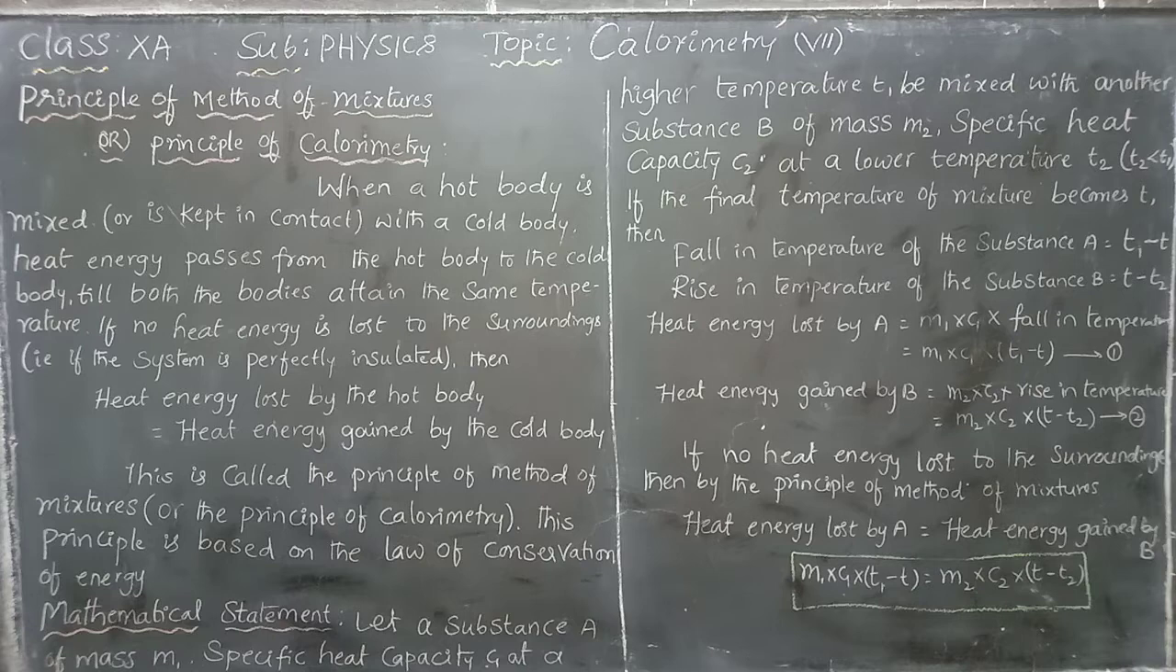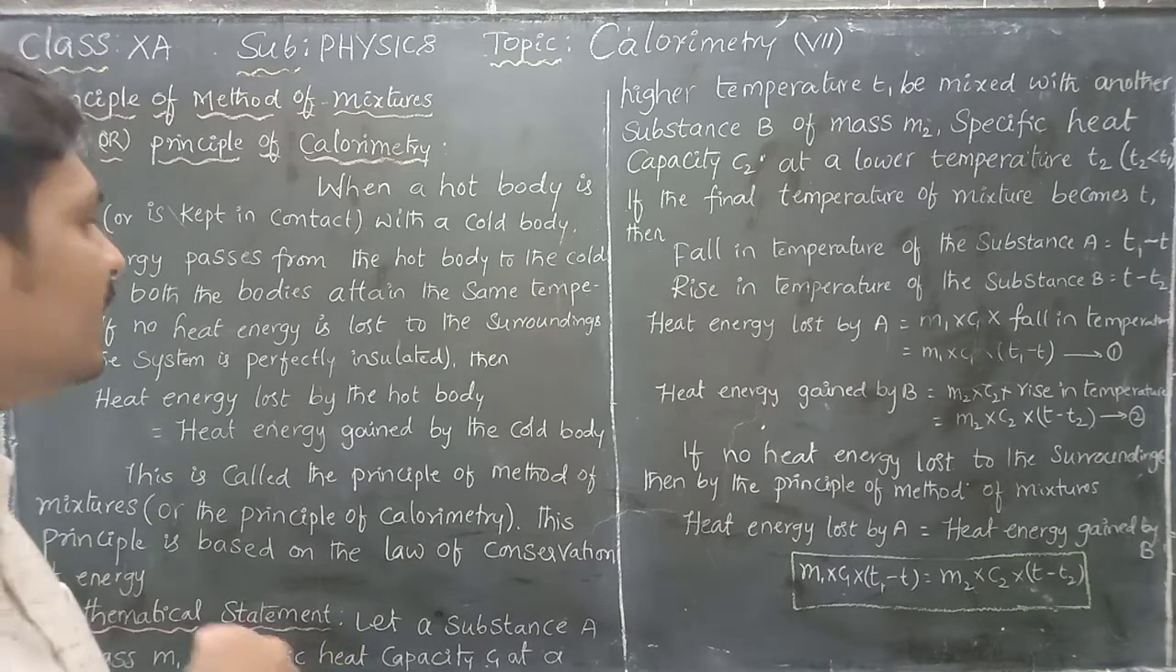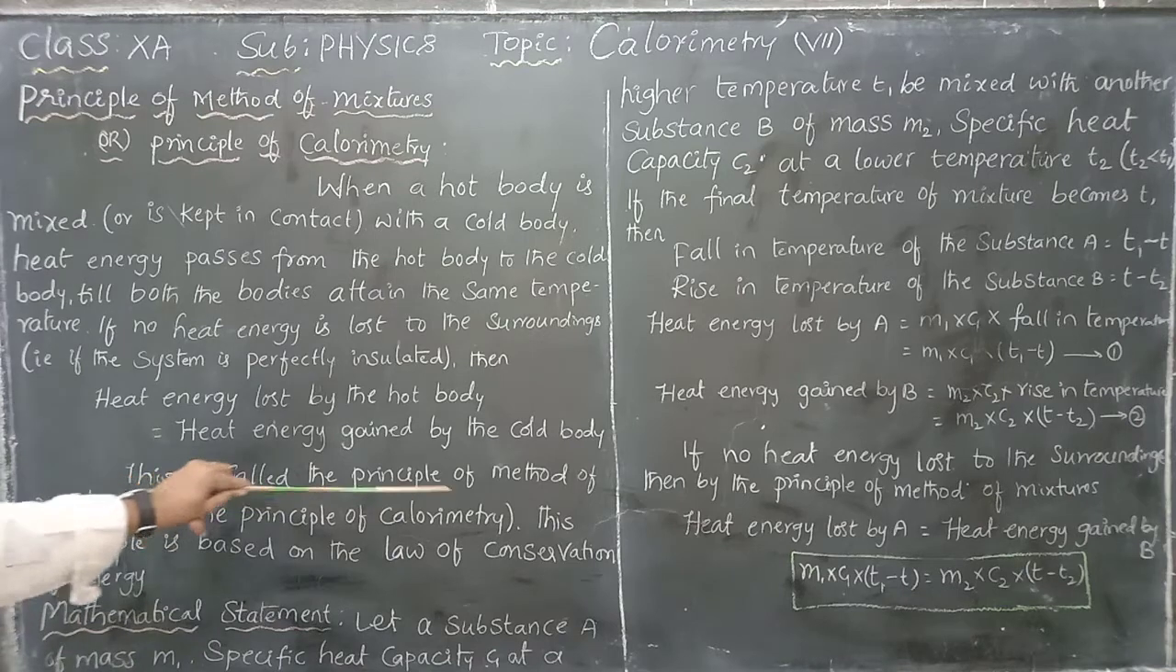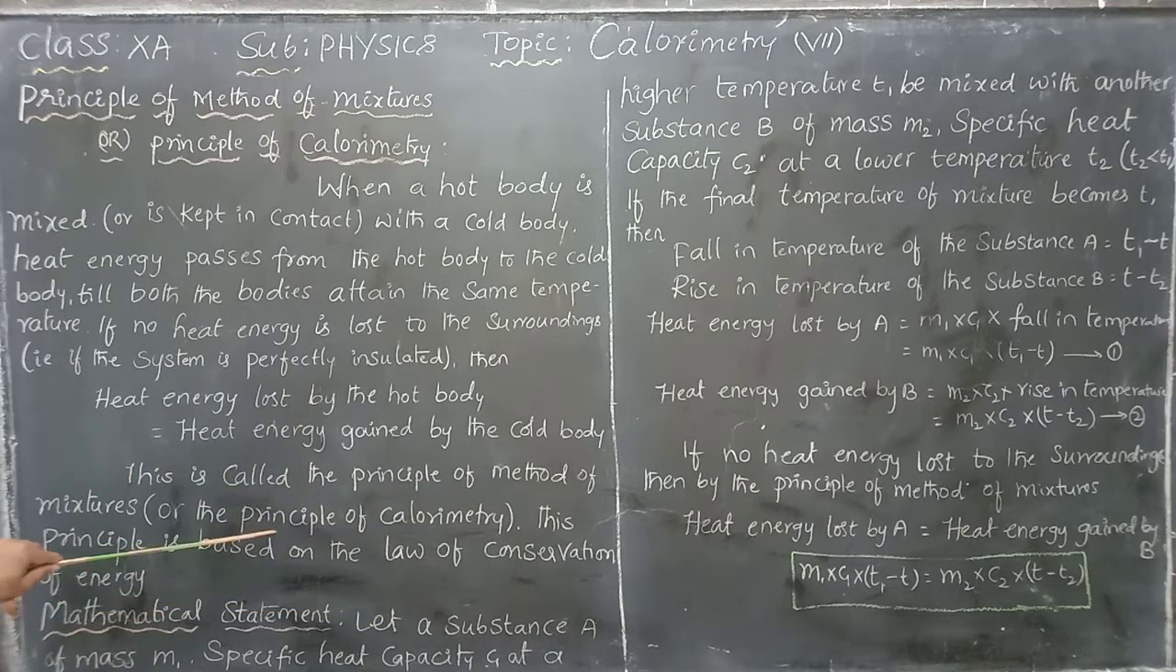Then the rule, the principle, is: how much heat is lost by the hot body, the same amount of heat is gained by the cold body. How much heat energy is lost by the hot body, the same amount of heat energy is received by the cold body. That is the principle. Heat energy lost by the hot body equals heat energy gained by the cold body. Very important. This is called the principle of method of mixture, or the principle of calorimetry.